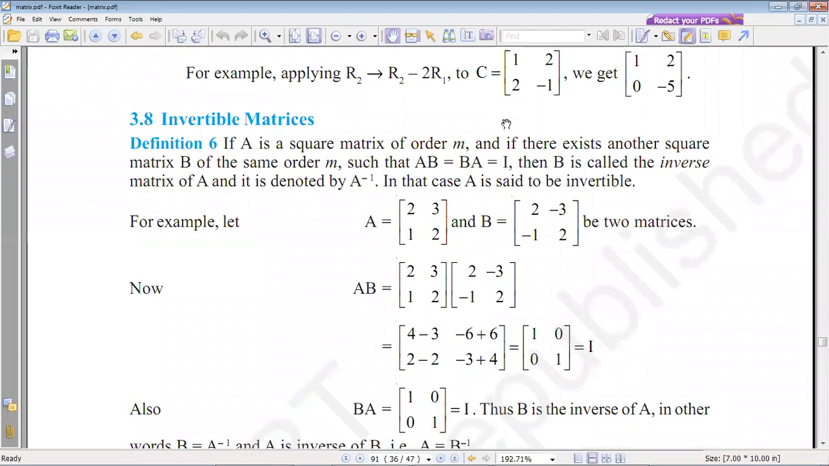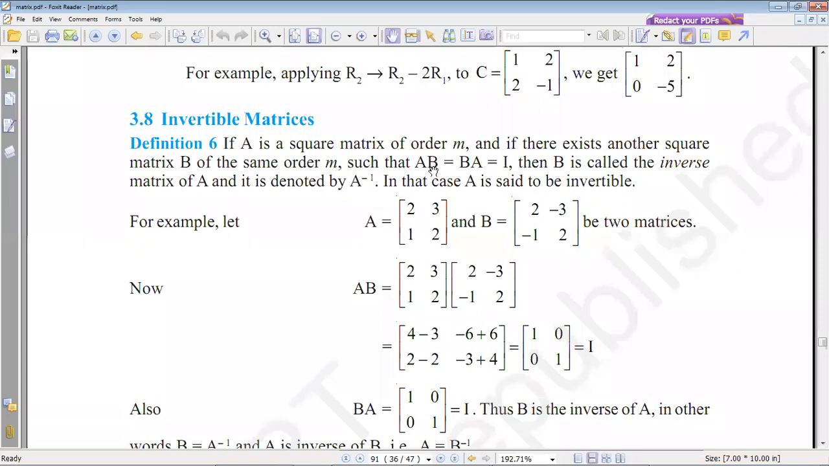At first, see, if A is a square matrix of order M, and if there exists another matrix B of the same order M such that AB equal to BA equal to I, then this B is called the inverse matrix of A. If you got AB equal to BA equal to I, then B is called the inverse matrix of A, and it is denoted by A inverse.